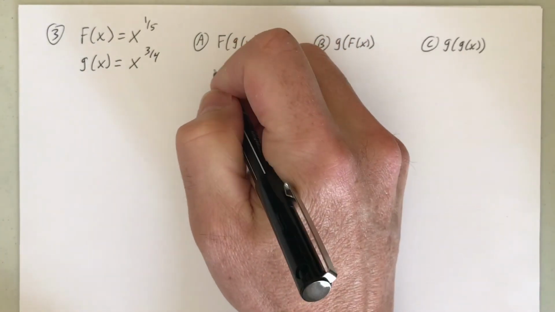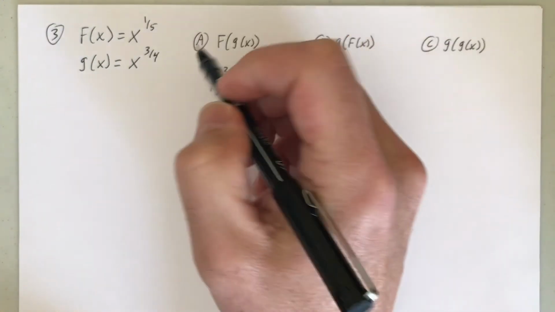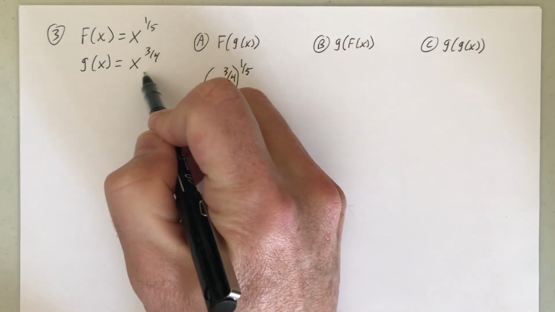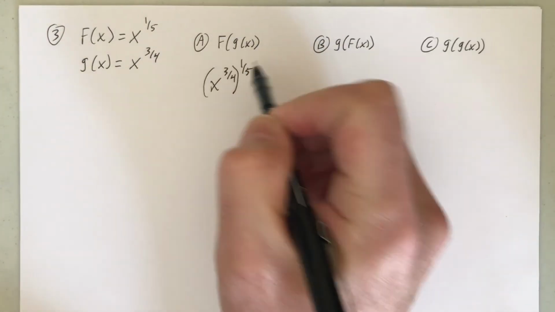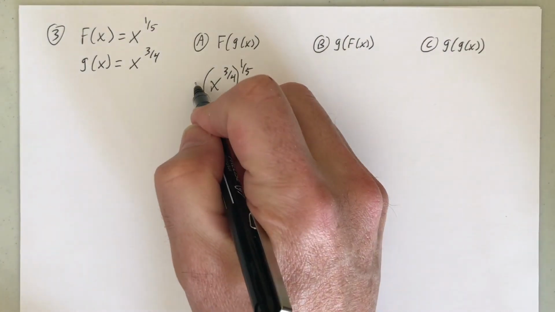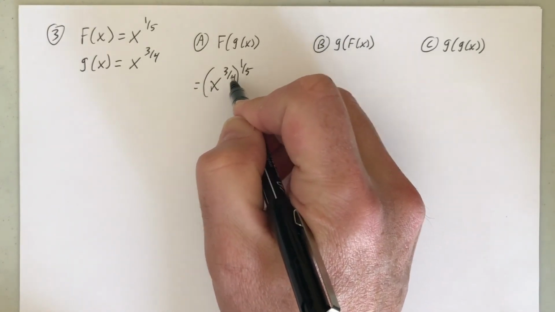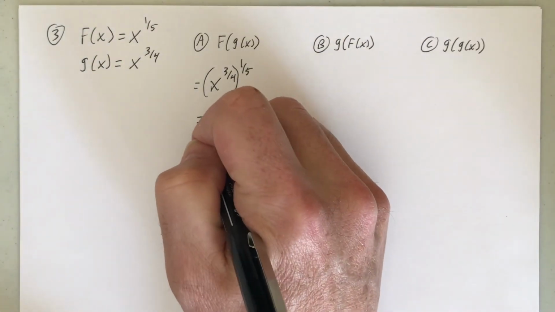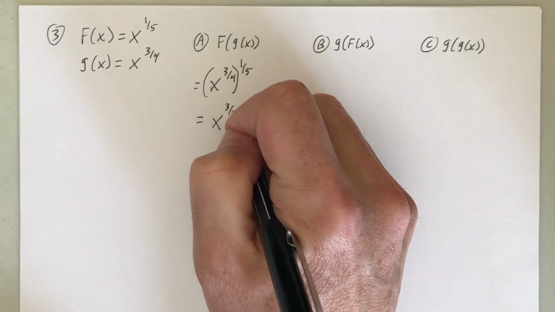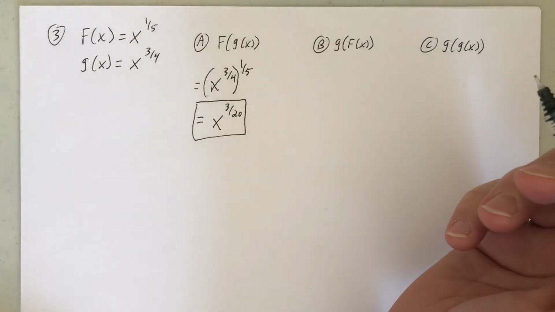Well, how is that going to look? I'm going to take the x to the 3/4, and then the whole thing is being raised to the 1/5. So this is going into here, and then it's being raised to the 1/5. Well, how do we simplify that? Remember, if you have a power to a power, an exponent being raised to another exponent, with the properties of exponents you multiply those. So this would just be x to the 3/4 times 1/5, which is 3/20. And that is it for part A.